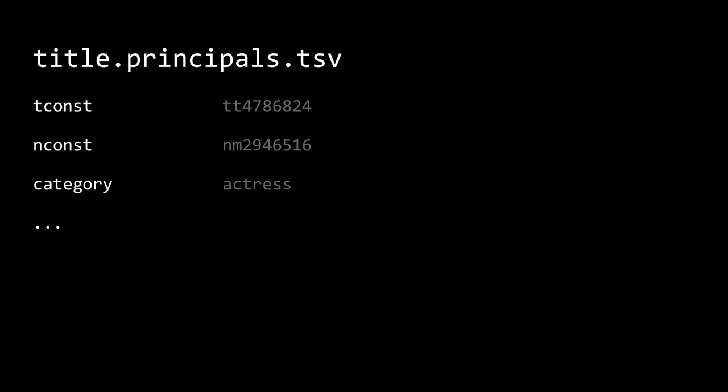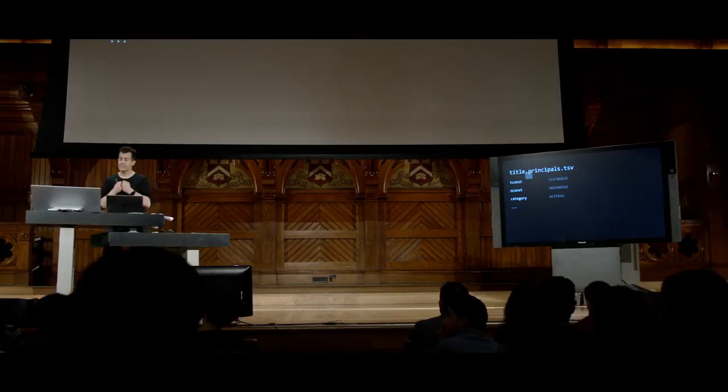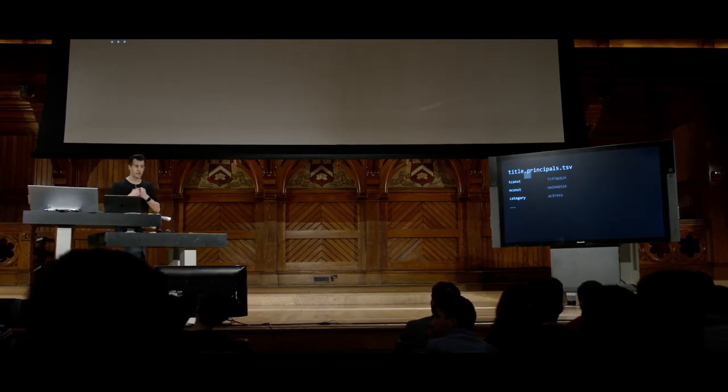So for instance, in one of the rows in this TSV file called title.principles.tsv, there is a row that starts with TT4786824, also has NM2946516, and has the word actress, thereby implying that if you look up the nconst in the names file, and you look up the tconst in the titles file, you will be able to, by transitivity, infer that Claire Foy is in The Crown. This allows us to have a many-to-many relationship.